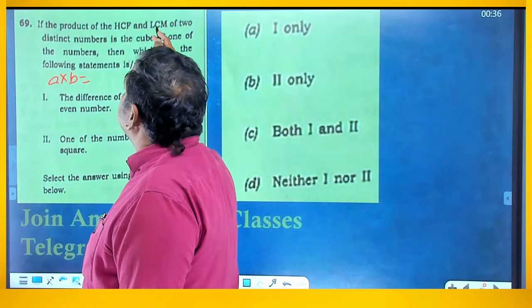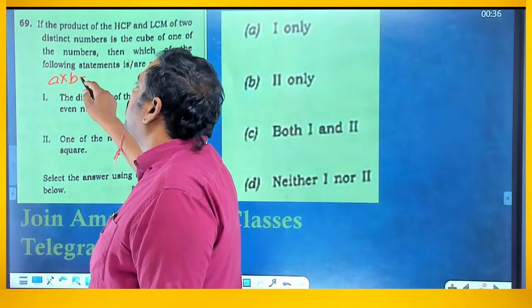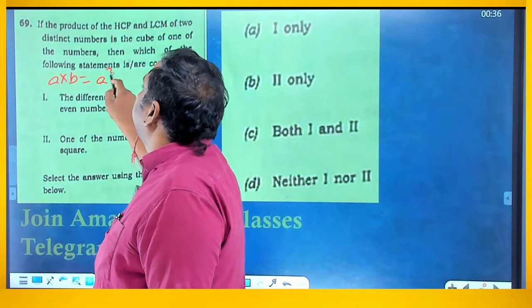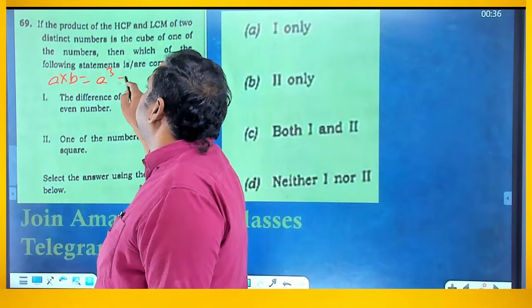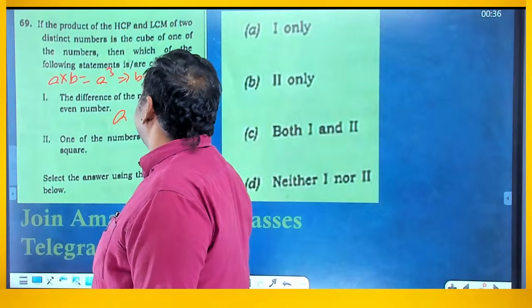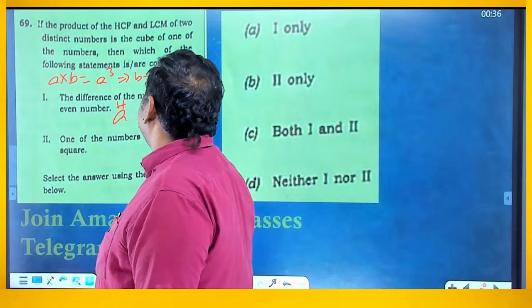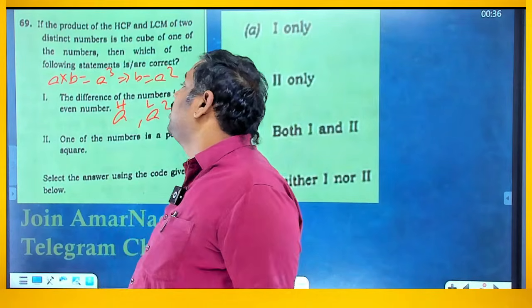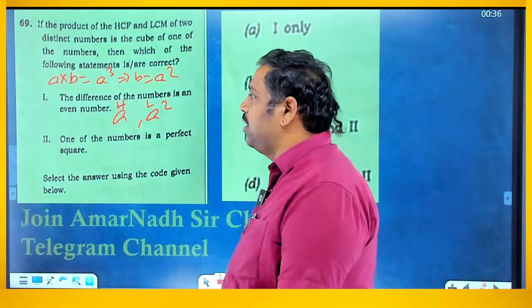The product of HCF into LCM is nothing but the product of the numbers, and it is the cube of one number. Let us say the cube is A cubed. That implies B is A square. That means the numbers are A and A square. Definitely this will be the HCF and this will be the LCM. Both are distinct now, that's why A will never be 1.